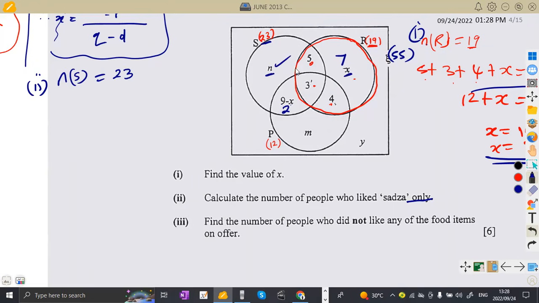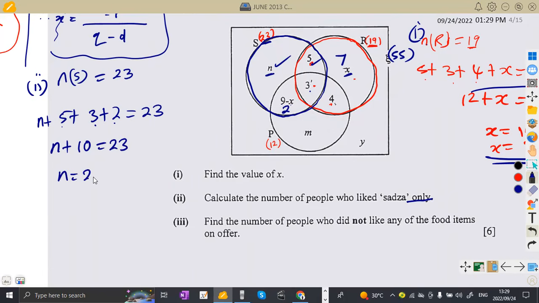We add this n in the set that contains salsa. So you add everything: n plus 5 plus 3 plus this here, which is 2, and equate to 23. That means we can find n. So n plus, if we add, 8 plus 2 which is 10, is equal to 23. So n is 23 minus 10. Our n is going to be 13, if I'm not mistaken.